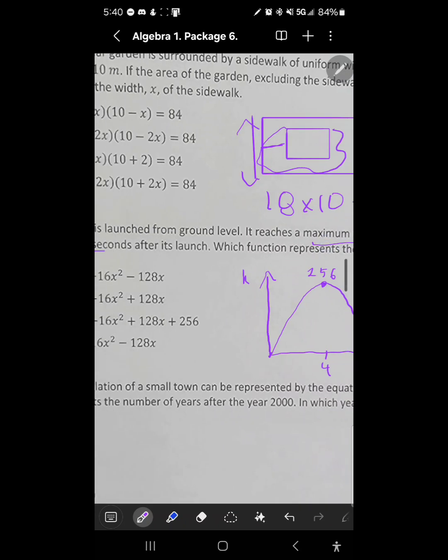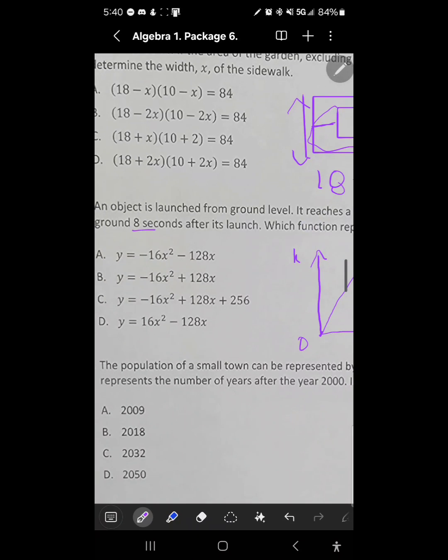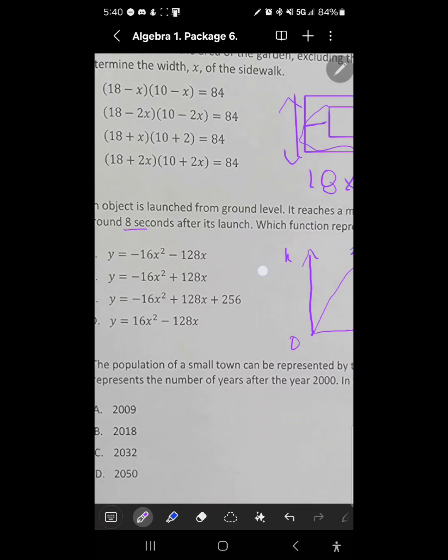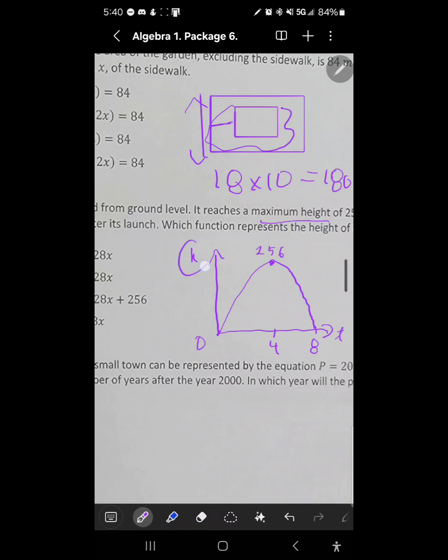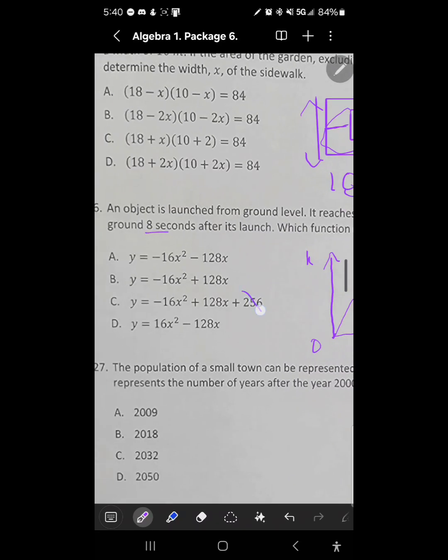And also it says that it is launching from the ground level. So at 0 seconds when it is launched, it's a 0 because it's the ground level. So this is what we have. Now, first of all, the y-intercept, which is going to be the height, is 0, so we do not have a y-intercept, so we can get rid of that one.